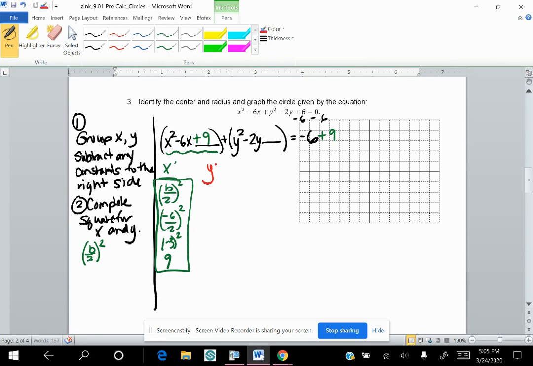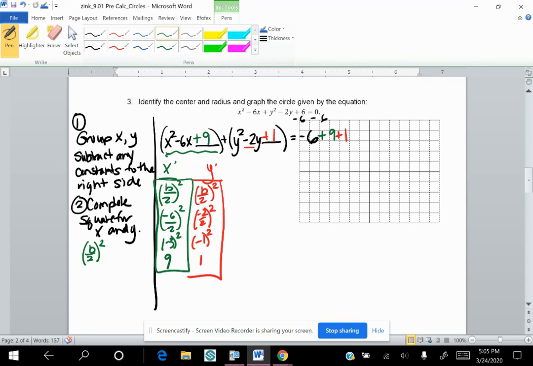Now let's do it for the Y's. So B over 2 quantity squared. This time my B is negative 2. And that's negative 1 quantity squared, which is 1. So I'm going to add 1 here, and I'm going to add 1 here. Next, we want to rewrite these as perfect square binomials.